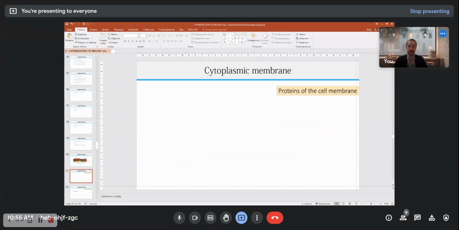What proteins are present inside of the cell membrane? We have two possibilities to describe these proteins. One possibility is to describe proteins located inside of the cell membrane according to their location, a very simple approach. And another approach is to describe proteins that are located in the cell membrane according to their functions.